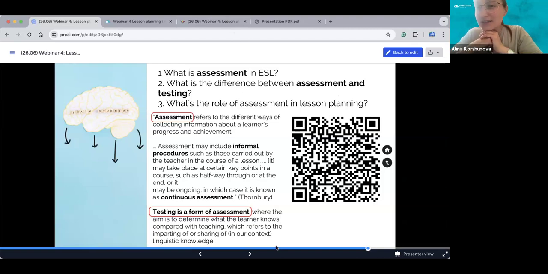Actually, as a teacher, I think you don't need to know all those terms. As teachers, we need to understand why we assess our students, and how we can use that for teaching purposes, how we can improve our teaching and planning.